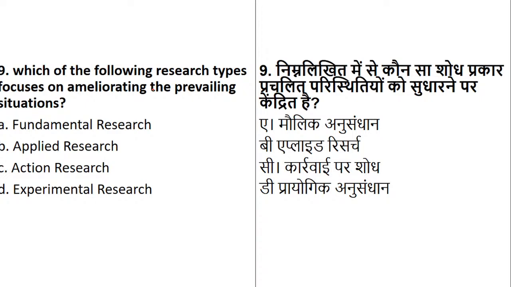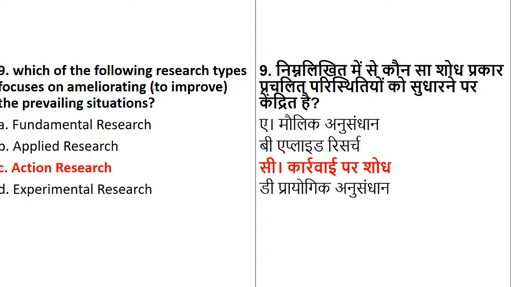Okay, so if you see the question, which of the following research types focuses on ameliorating, it is nothing but improvement, progress. So that indicates what, to improve. It means obviously to take an action and then to go to find out the issue and then to improve or to progress. So that is what action research.